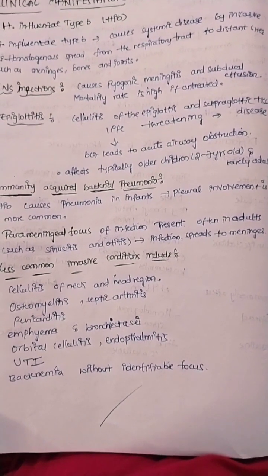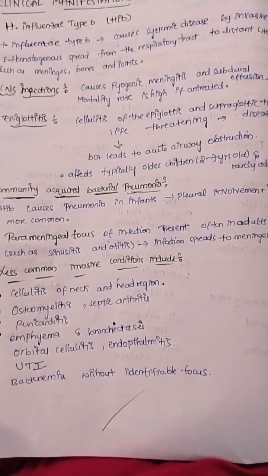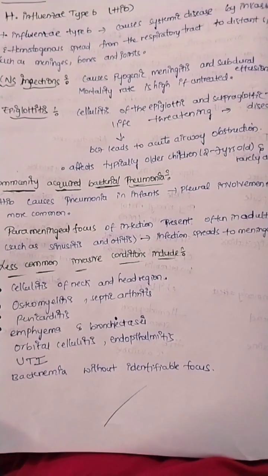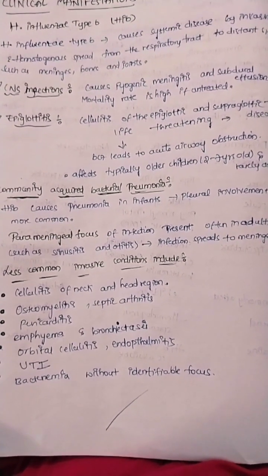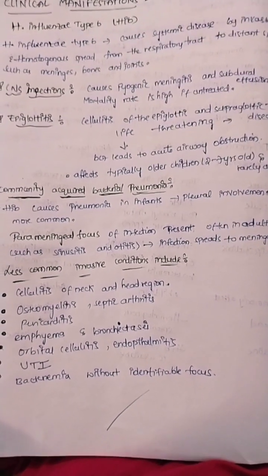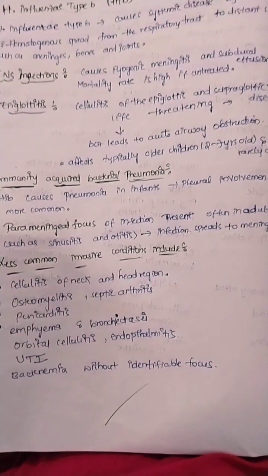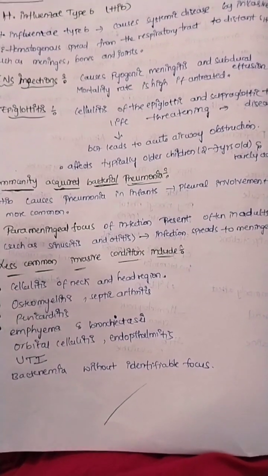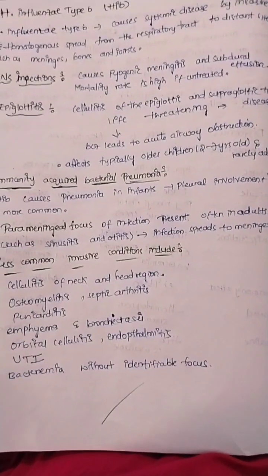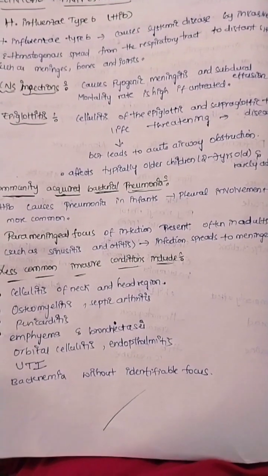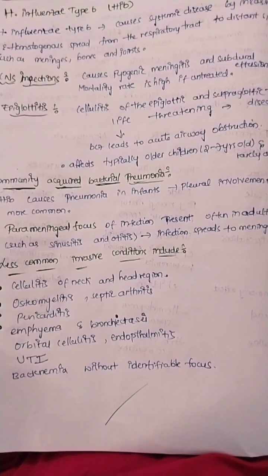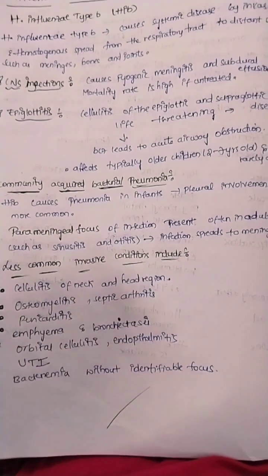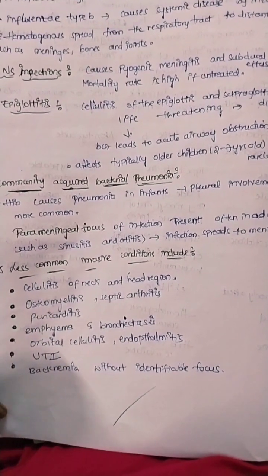Infection spreads to the meninges. Sinusitis, normally which sinus will be affected? Maxillary sinus will be affected. Okay. Less common invasive manifestations include cellulitis of the neck and head region, osteomyelitis, septic arthritis. Sepsis means infection, right? So bacterial infection is causing septic arthritis. Joints are involved.